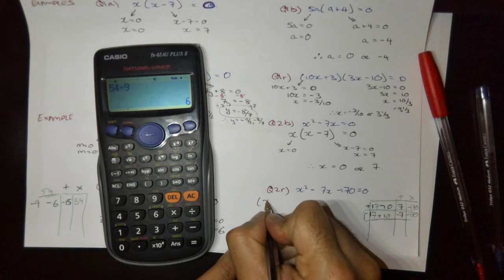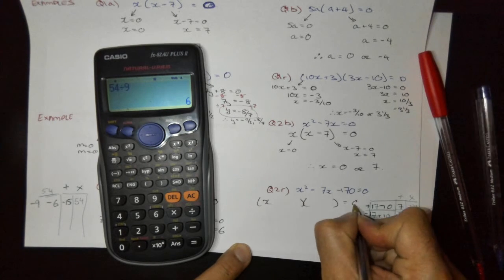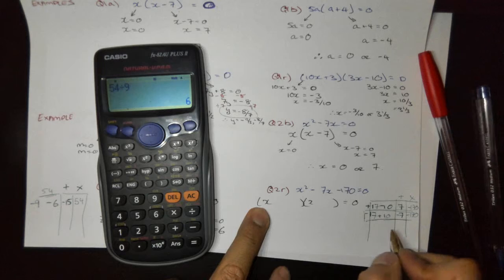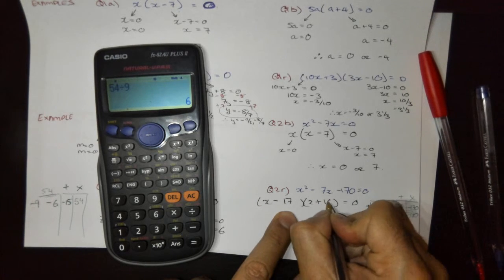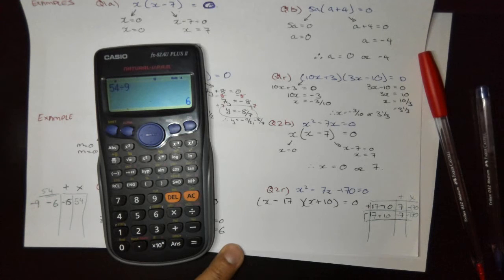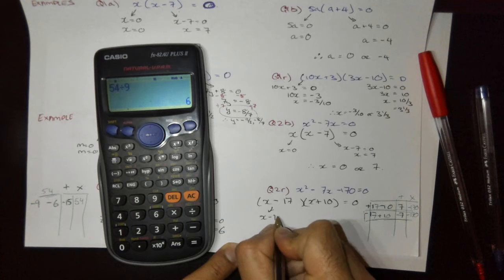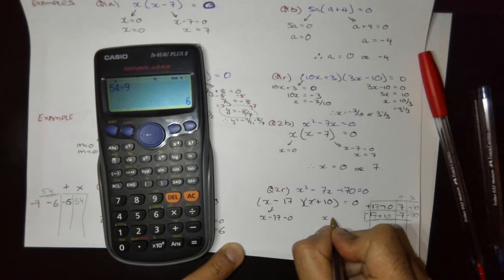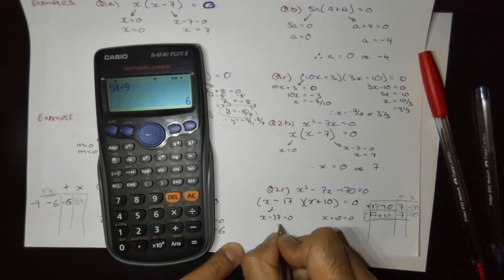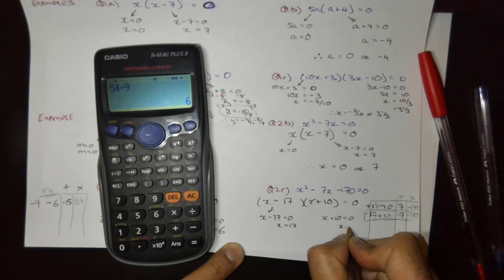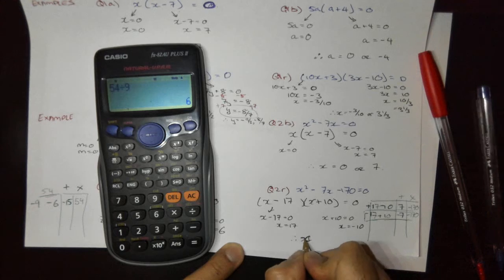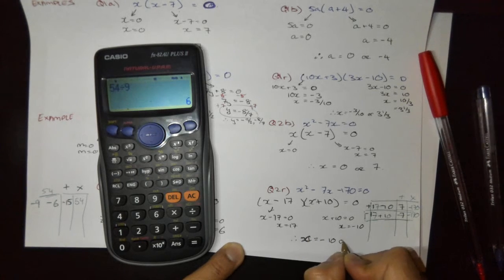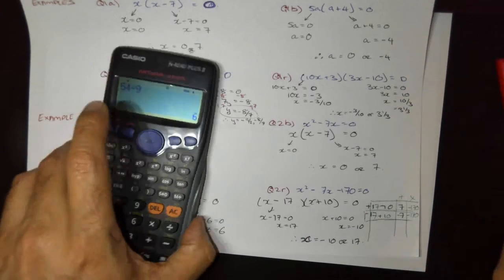So I write x, and x times x makes x squared. And I go negative 17 in one of them, I go plus 10 in the other. Okay, I now set them both equal to zero. So x is 17 and x is minus 10, and that's my answer. Minus 10 or 17.